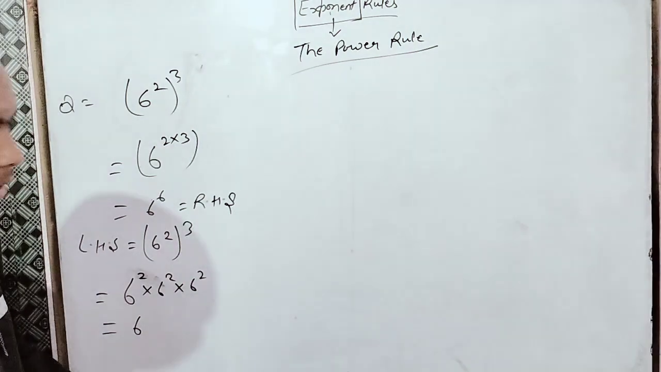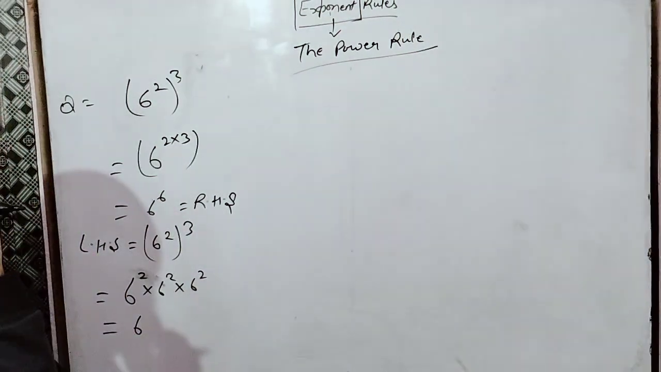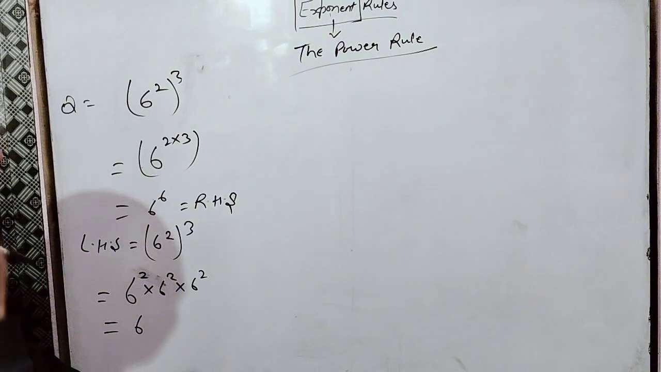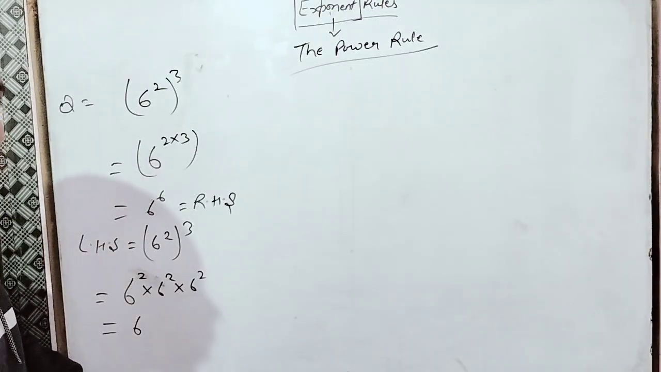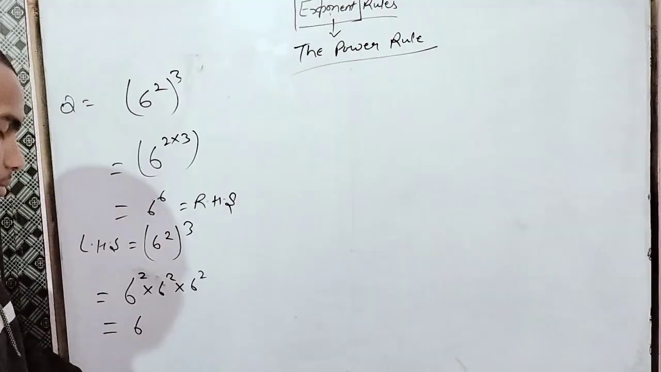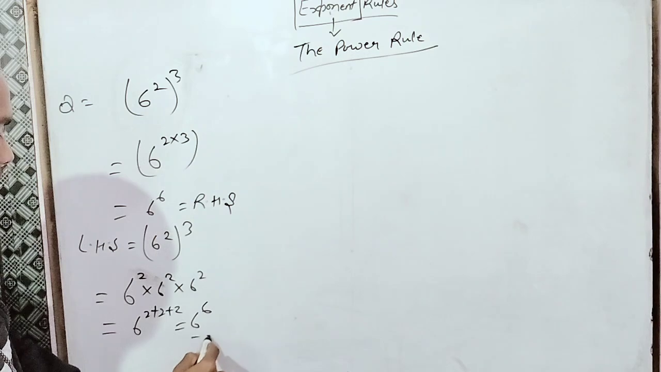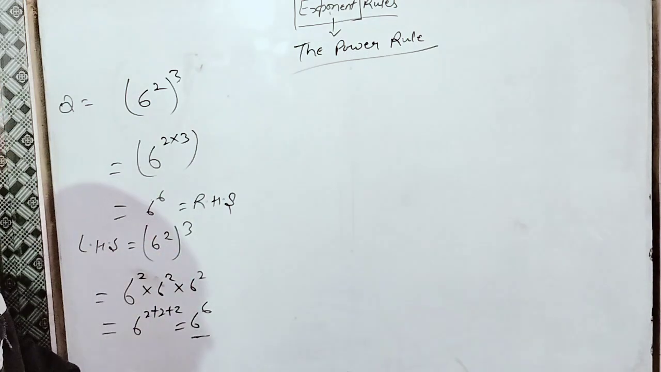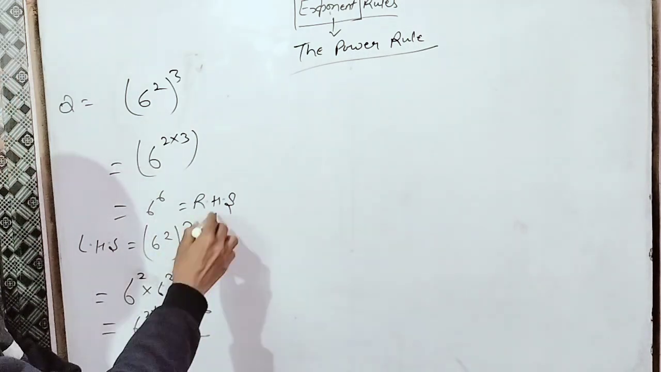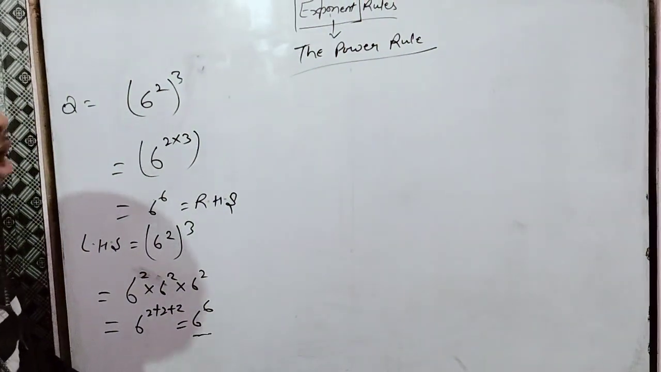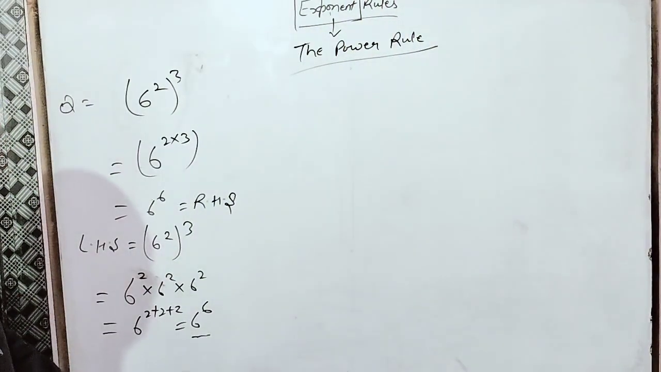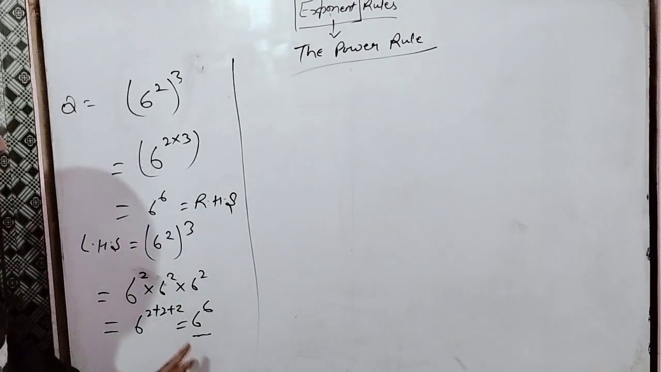Here we write the base one time, and we will add all the exponents. We are applying 2 multiplied by 2... we have 6. 2, 4, 2, 6. So here 6 raised to the power 6 and 6 raised to the power 6. LHS equals RHS, so it is making sense. Okay, this is a proof.